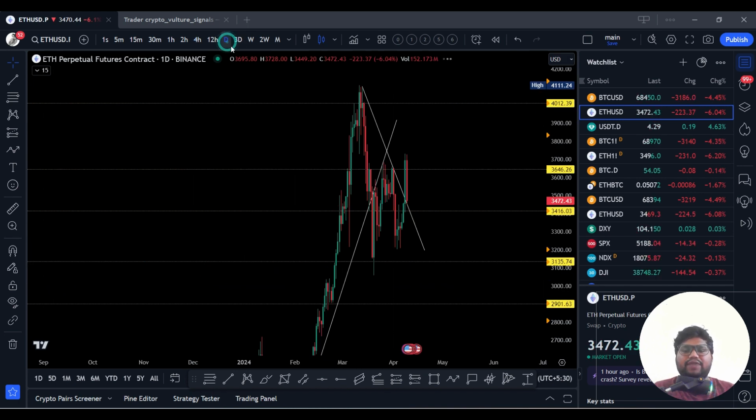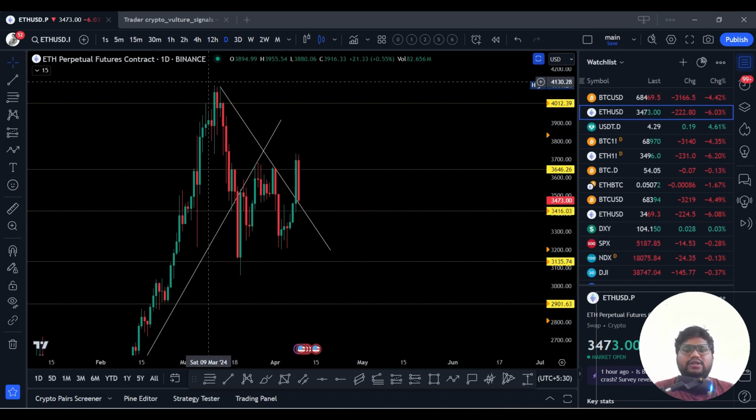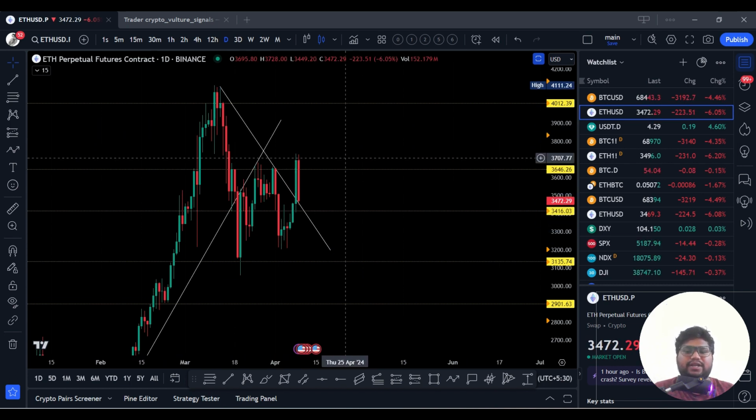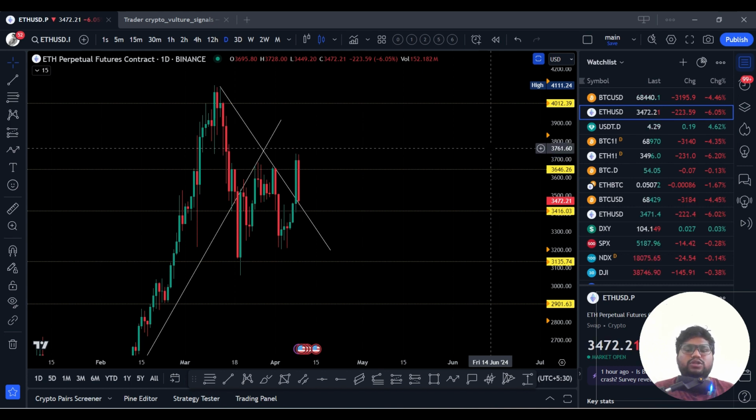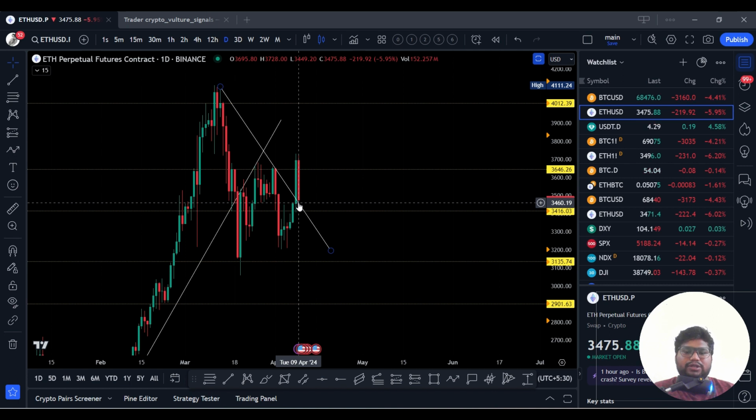In the daily time frame, if you observe here, where the previous support and recent resistance was, it is now acting as a support. If you observe the convergence, it will act as an important resistance level. It has not crossed the $3,750 resistance level, so this is very important. So right now it is going to retest or it will break the support.